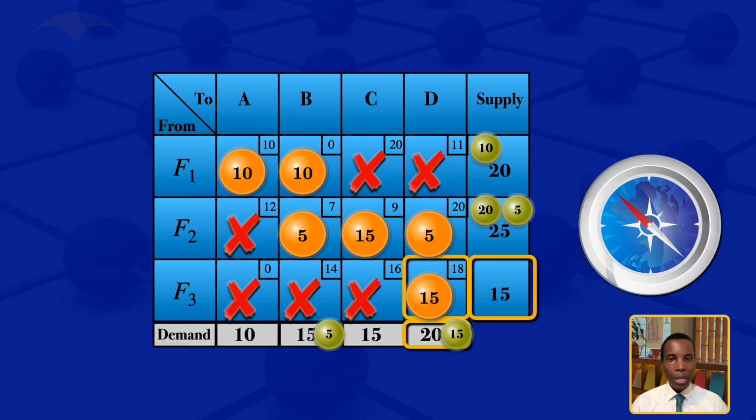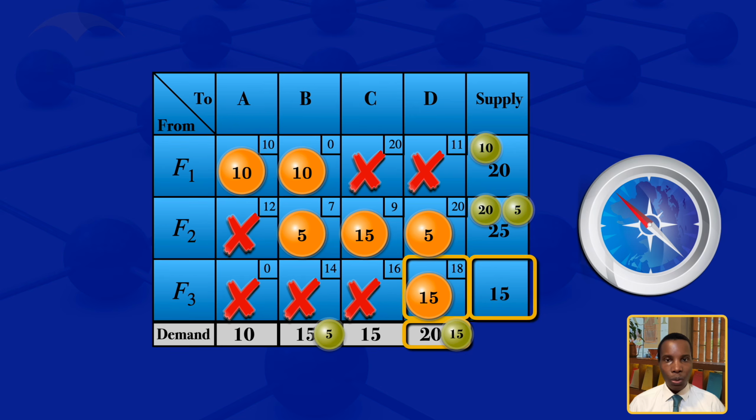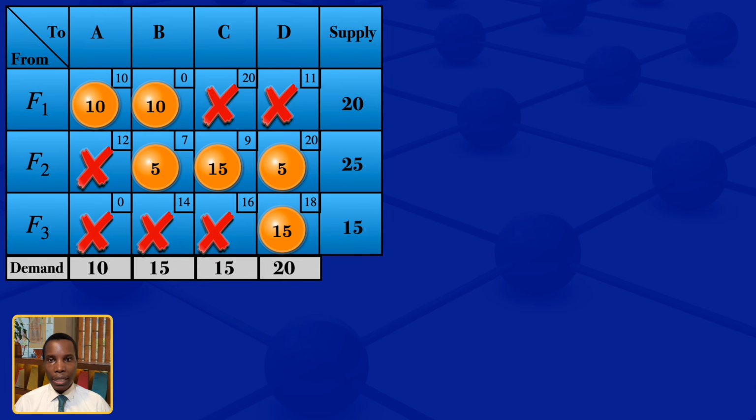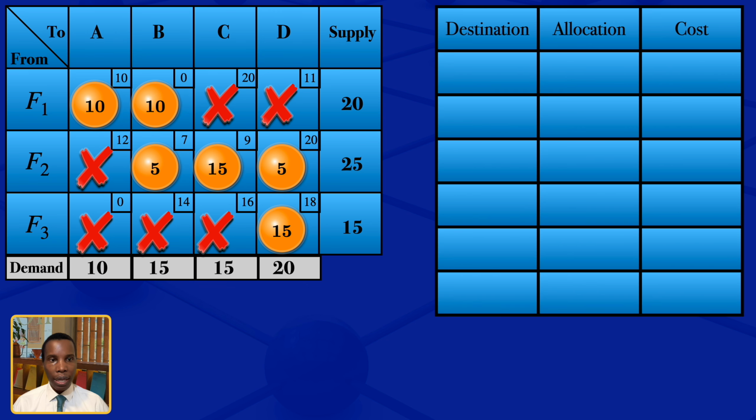Every cell now has an allocation or has been crossed out. So we are done with the allocations. So we can just go on and look at the interpretation of what this is saying. I will draw a table where we have the destination, the allocation, and the cost. Looking at the table, where we have this 10, we are saying from F1 to A, we are allocating 10 units. And the unit cost there is a 10.